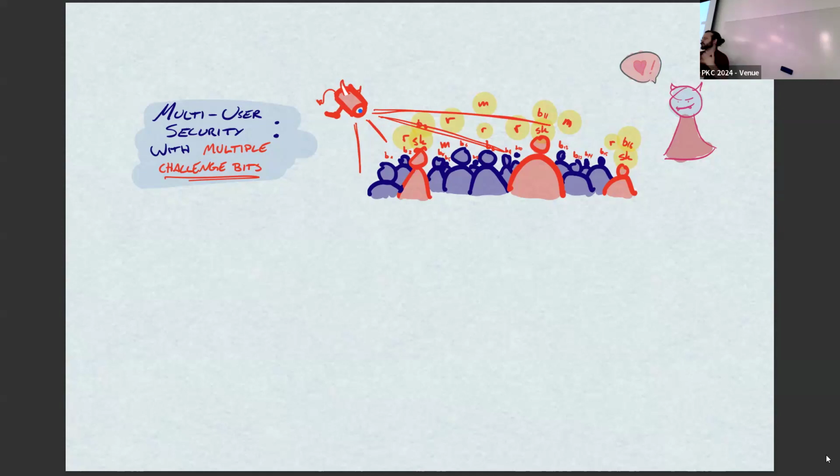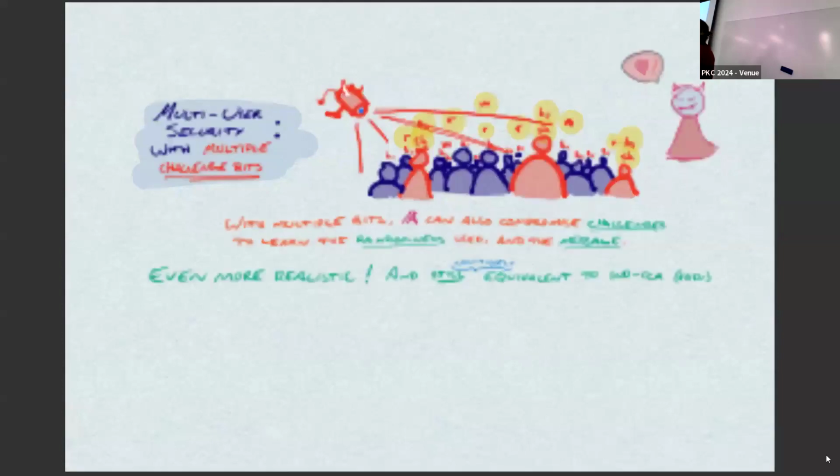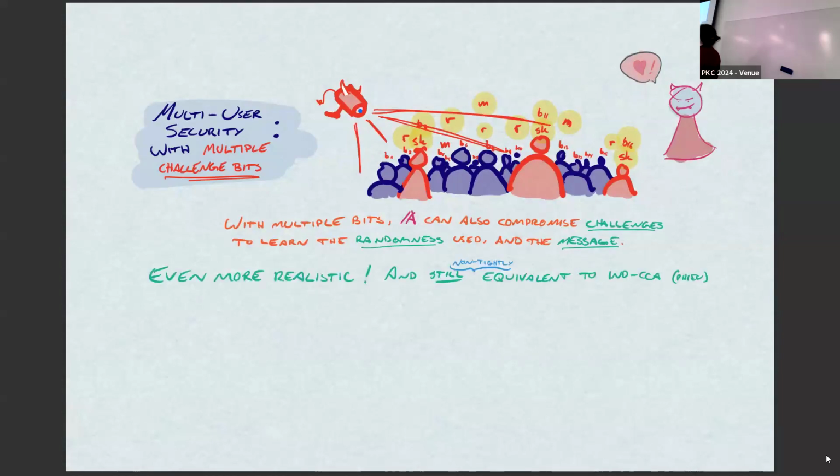And then if you want to make sure that this is still strictly general, you can have a pool of users and a pool of challenge bits, and you can allow the adversary to mix and match the bits and the users as they prefer. So this is nice. Now you have something that is even more realistic again. And it's still equivalent to NCCA.